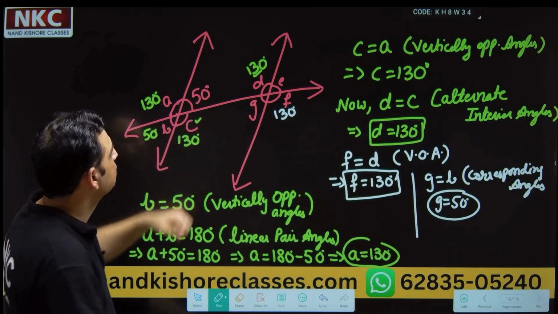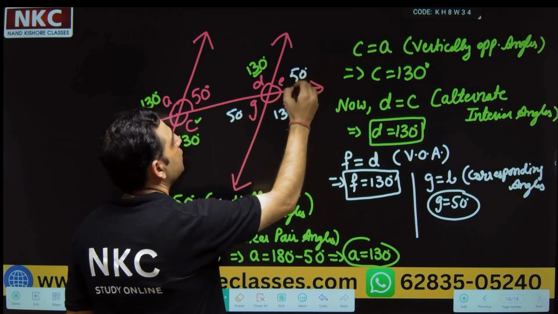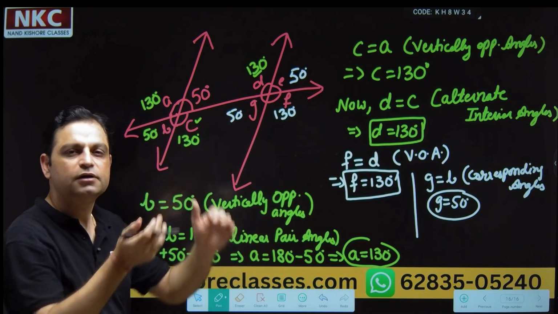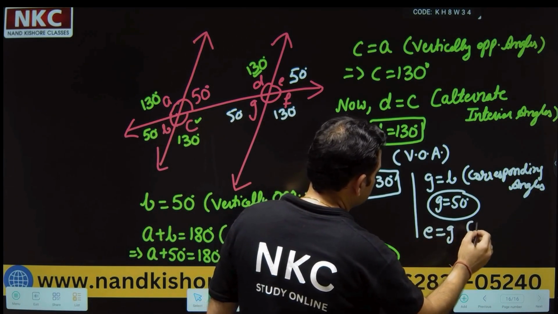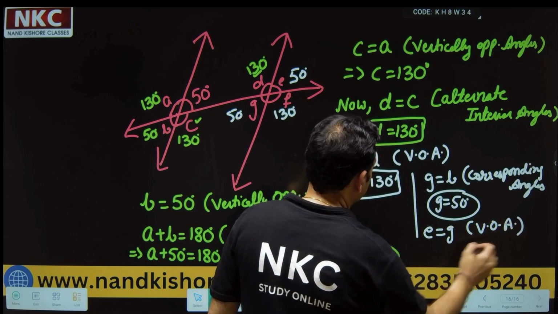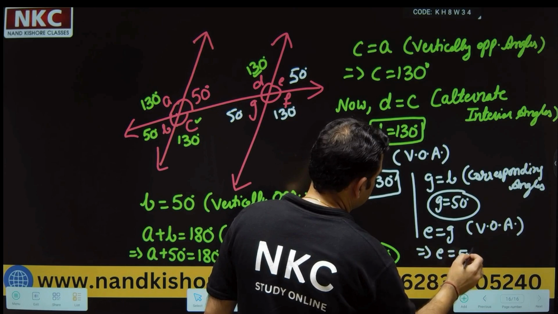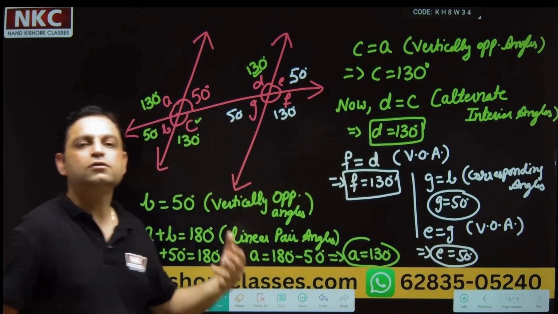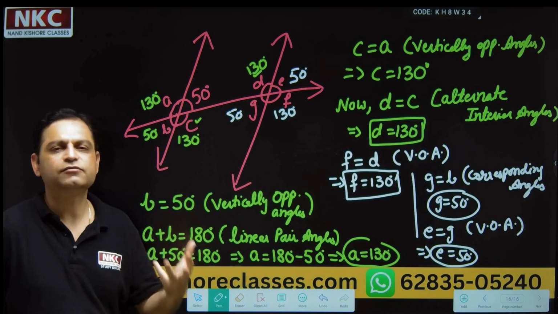G is 50. Now finally, if G is 50, then E is also going to be 50, vertically opposite angles. I will write E and G are equal, vertically opposite angles. So E is also 50 degree. That is how all the missing angles we can find easily if we are clear with the rules.